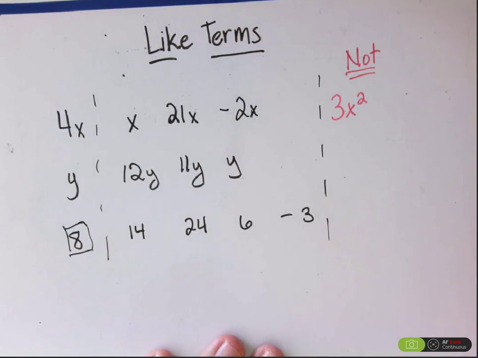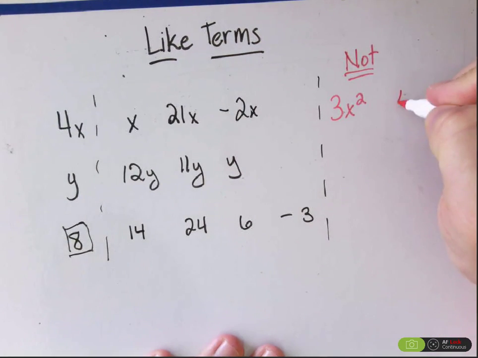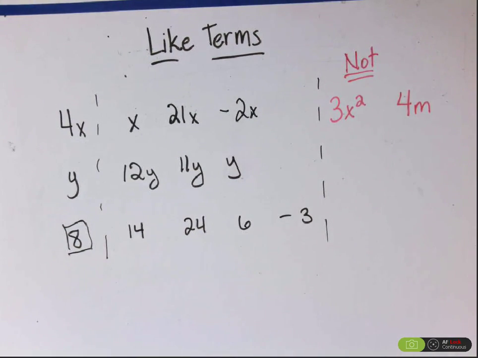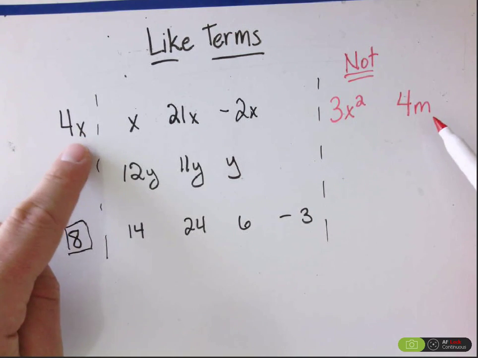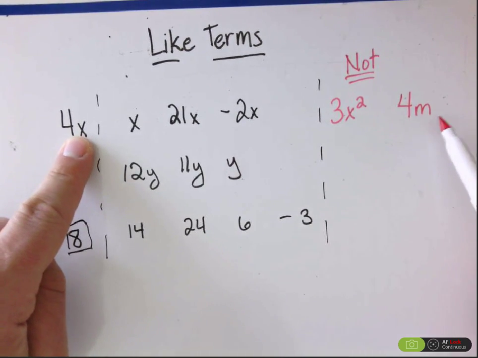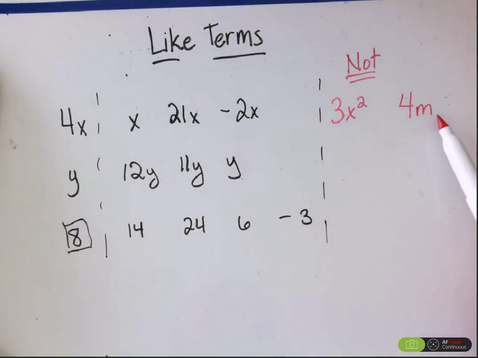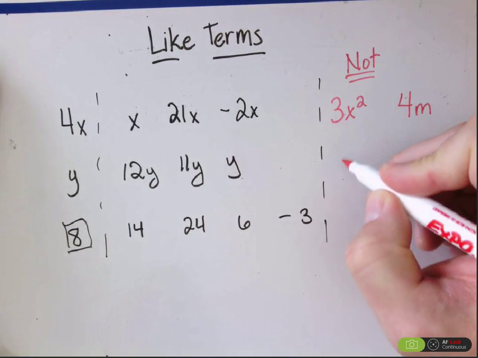How about 4m? Another common mistake. If I look at 4x and 4m, their coefficients are the same, 4 and 4. But that's not what we need to look at for them to be like terms. The variables have to be the same. So if this one's x, this would also have to be x and raised to the same power. But this is m, so they are not like terms. I cannot combine them.